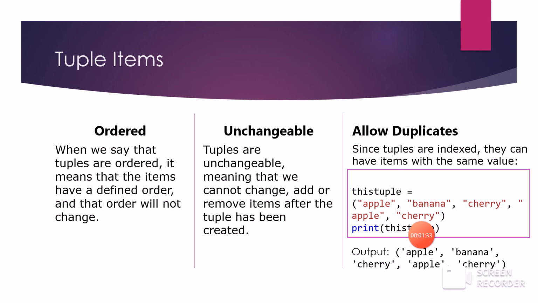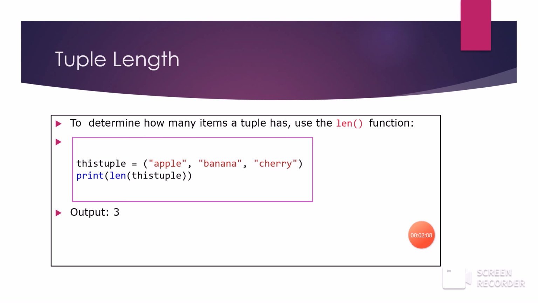Now, allow duplicates. We can allow duplicates in tuples since they are indexed, so they can have items with the same value. In this program we can see this tuple: apple, banana, cherry, apple, cherry. When we print this, there is no error. It will show the same items: apple, banana, cherry, apple, cherry. We can see apple and cherry are repeating, but there is no error because we can allow duplicates.